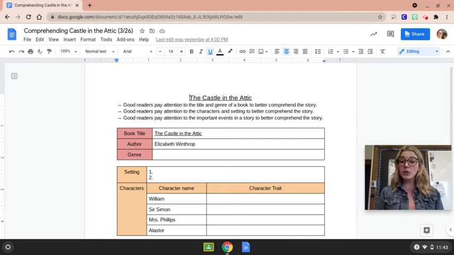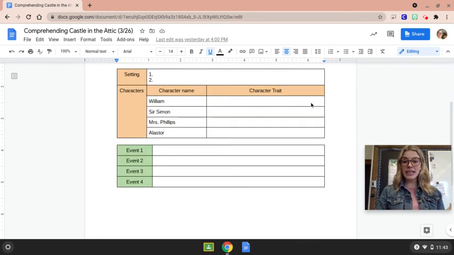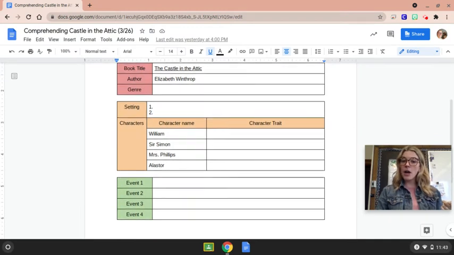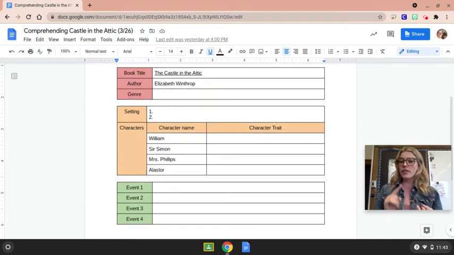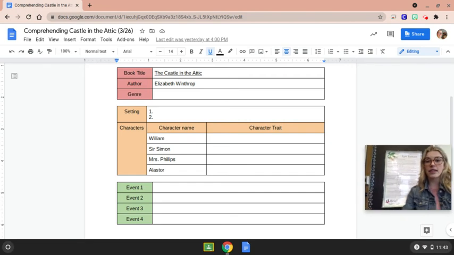So what you're going to be doing is you're going to be completing this chart here with the genre, the settings, some of the characters and their traits, and then some of the important events that have happened in the story. So right here we have this chart right here on epic fantasy.